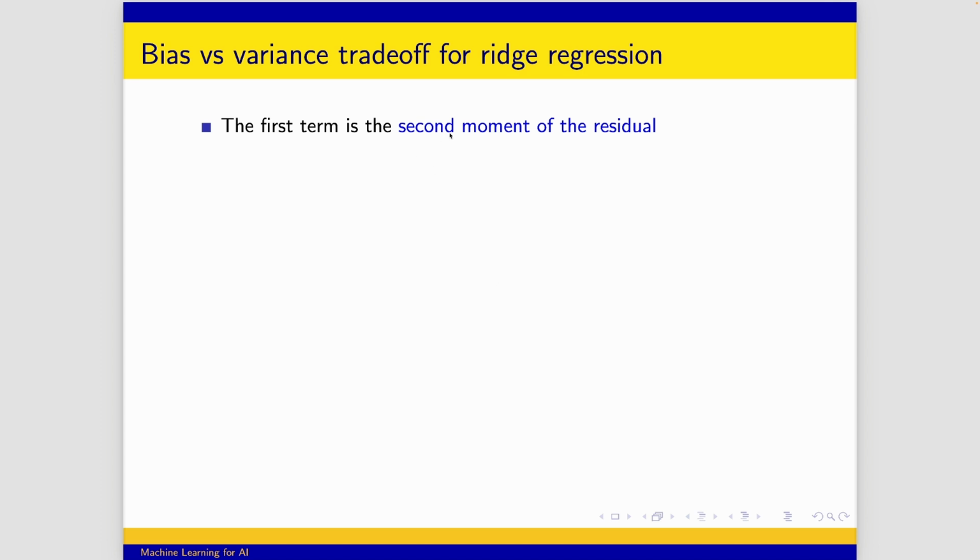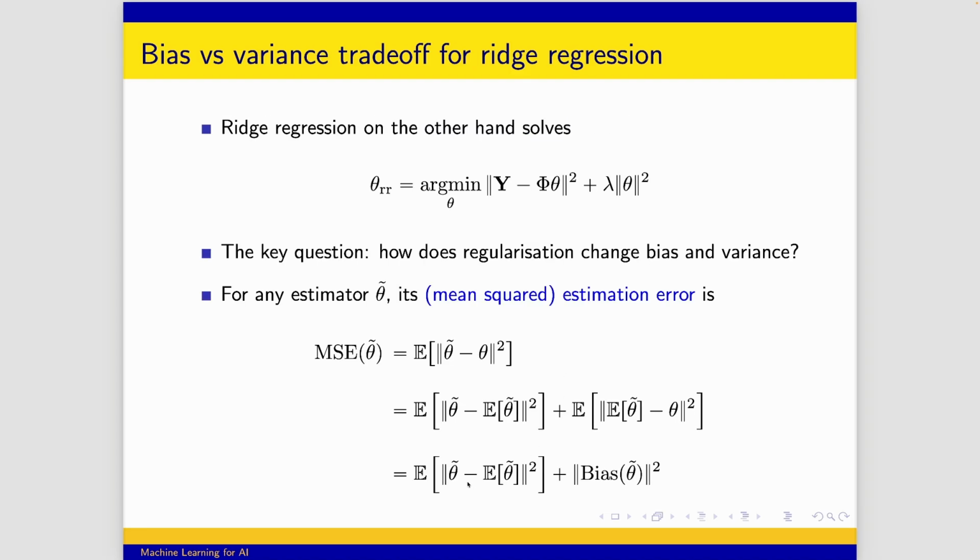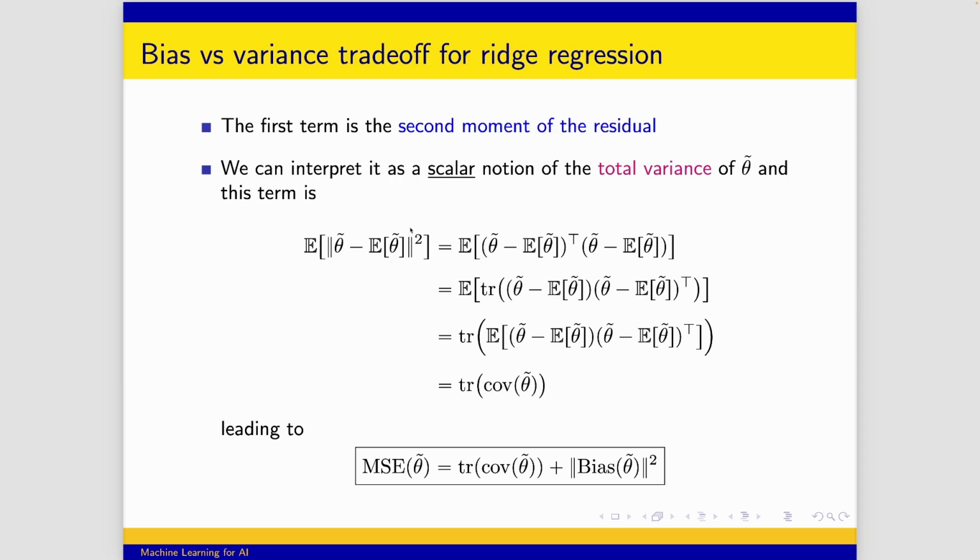That first term is what? It's the second moment of the residual, the second moment of the difference between theta tilde and this expected value. And we can interpret it as a type of variance. So even though theta tilde is a vector, and so it doesn't have a variance, it has a covariance, which is a matrix quantity, we can define a scalar notion of variance and call it total variance. And we define it as precisely that first term, this expectation.